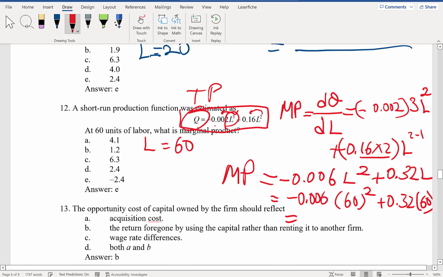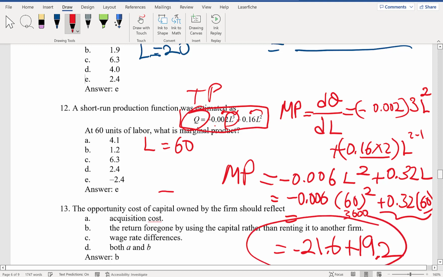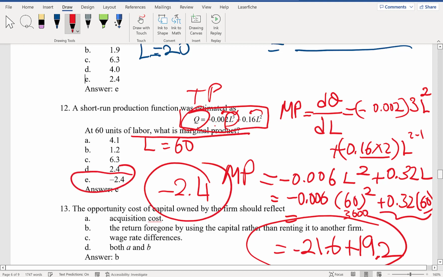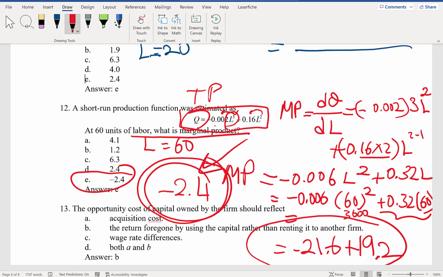Let's calculate. This is going to be 3,600 times negative 0.006, so it's going to be negative 21.6. Use your calculators. Plus, if you do the multiplication, 19.2. If you calculate this, you're going to find negative 2.4. So yes, marginal product can be negative. Don't forget that. That means the last worker you add doesn't add to your output, it actually reduces it.